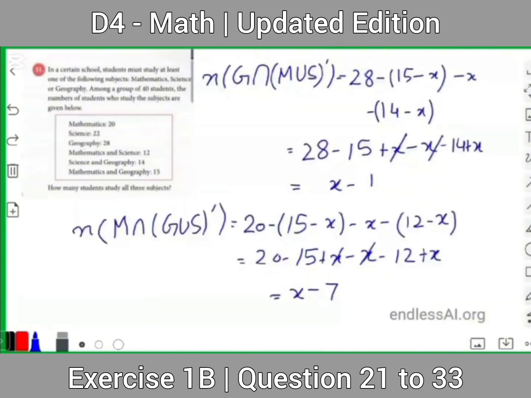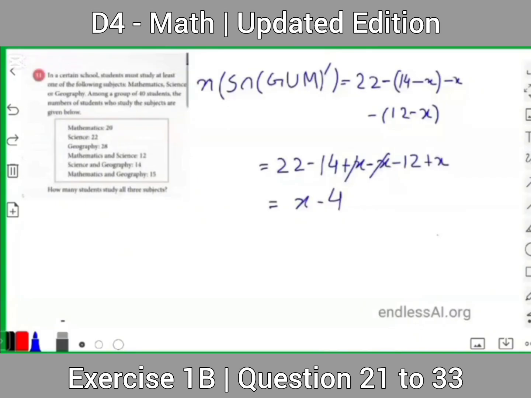Now we will find out the number of students who study geography but not mathematics and science. So it is given in the question, the students who study geography are 28, and we will take away the number of students 15 minus x and 14 minus x from the 28, and after simplifying we will get x minus 1. Similarly, we will find out the number of students who study mathematics but not geography and science. They are equal to 20 minus 15 minus x minus 12 minus x, and after simplifying we will get the number. The number of students who study science but not geography and mathematics is equal to 22 minus 14 minus x minus 12 minus x, and after simplifying we will get x minus 4.